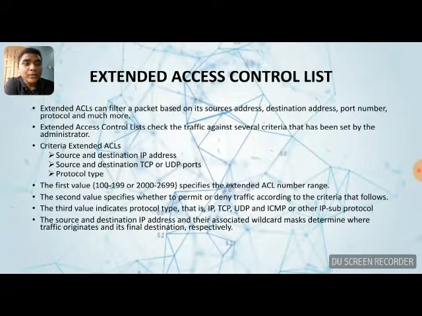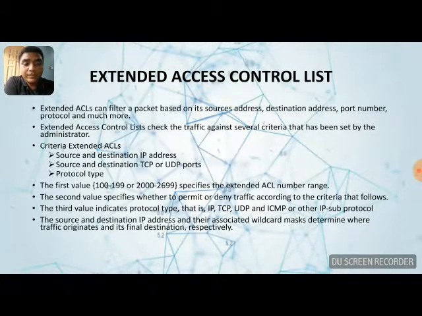So now we continue with the slide extended access control list, which we also call extended ACL. The function of extended ACL is to filter a packet based on its source address, destination address, port number, protocol and much more. Extended ACL checks the traffic against several criteria that have been set by the administrator. The criteria of extended ACL are source and destination IP address, source and destination TCP or UDP ports, and the protocol types.